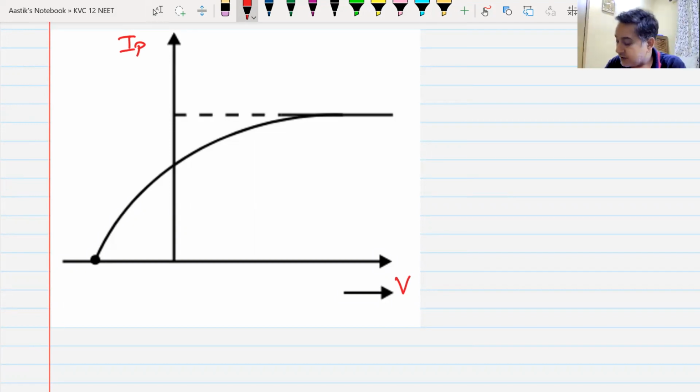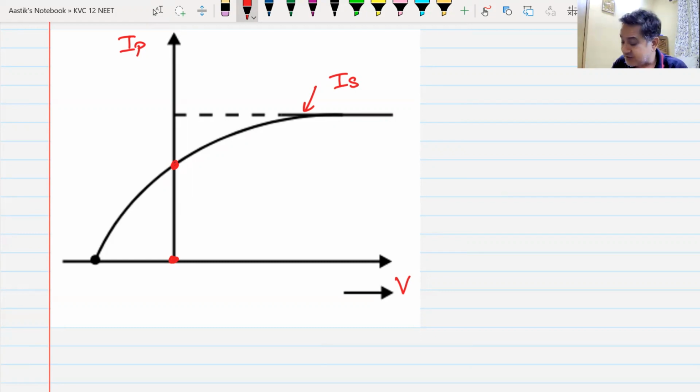When you see that the potential is 0, you still have a very small current. Then if you keep on increasing the potential, at some point you will get this IS. You understand the meaning of IS? Saturation current, the maximum current.